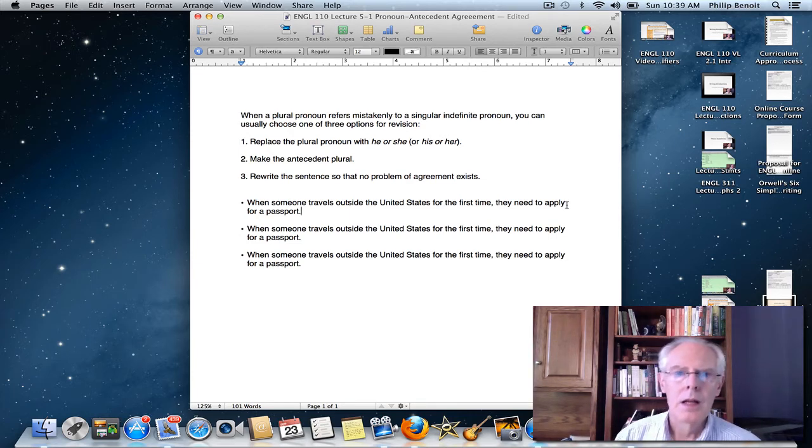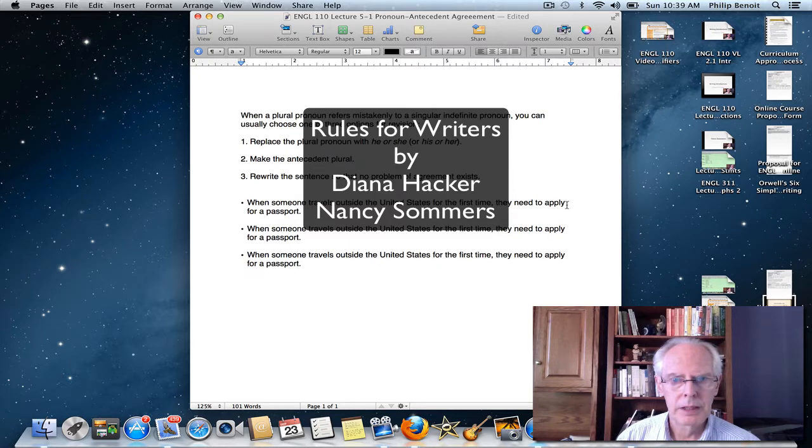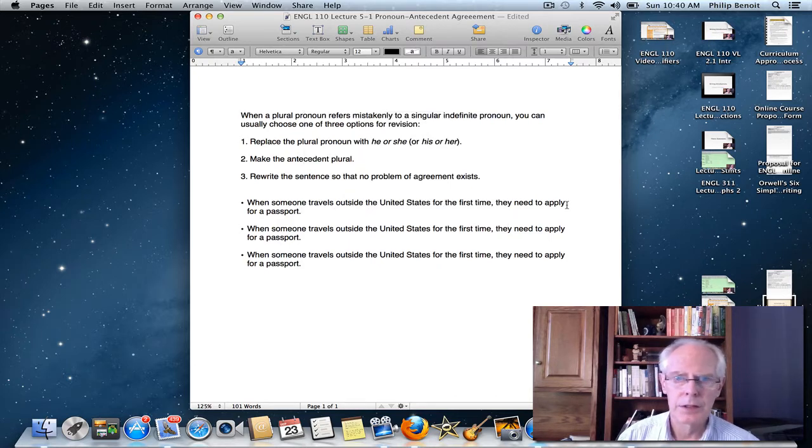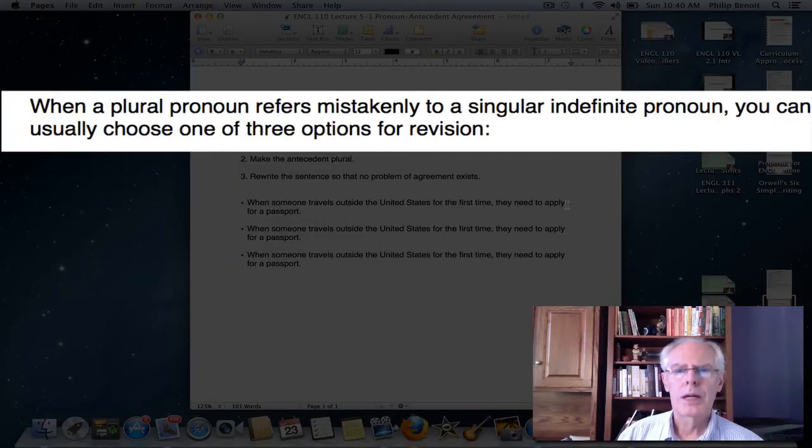So the first line of our little document, which I took from Diana Hacker's Rules for Writing, because it explains the way of fixing this in a very simple, straightforward fashion that you shouldn't have any trouble remembering, is when a plural pronoun refers mistakenly to a singular indefinite pronoun, you can usually choose one of three options for revisions, and we'll look at those and then we're going to apply them in the sentences below, and it'll be very easy for you in the future to make sure that when you run into this problem you fix it.